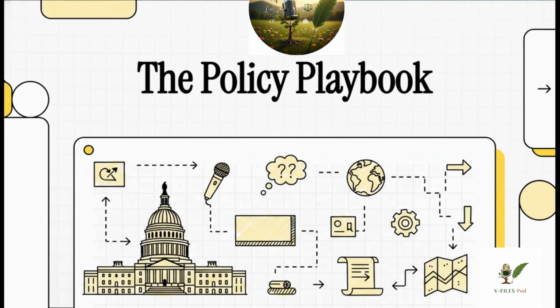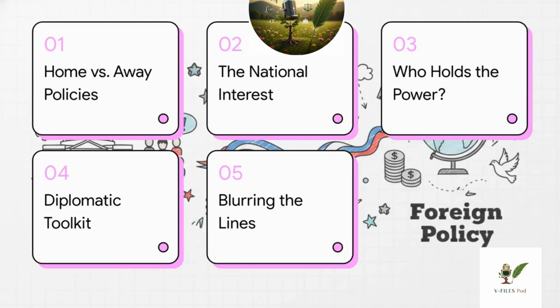Welcome to The Explainer. Today, we're decoding exactly how the US government operates using a concept I absolutely love, the policy playbook. If you've ever watched the news and felt totally overwhelmed by how all these different government actions, debates, and global events fit together, well, you're in the exact right place. We're going to map out the structural rules of the game so you can actually understand the mechanics behind all those crazy headlines. Okay, let's dive right into this.